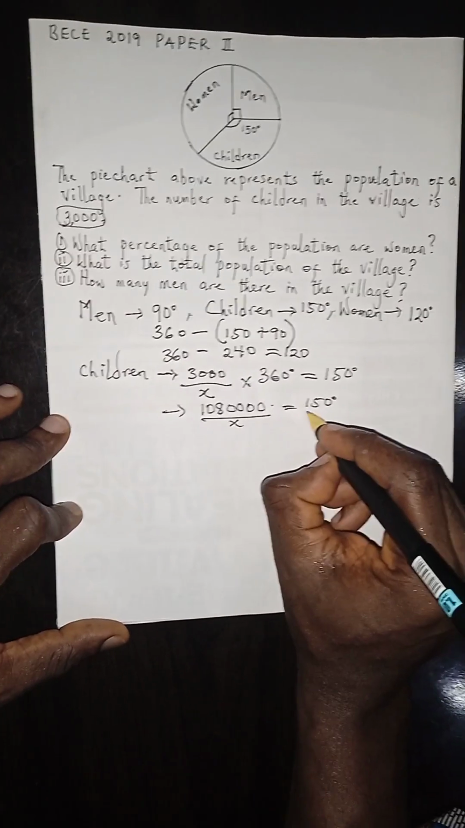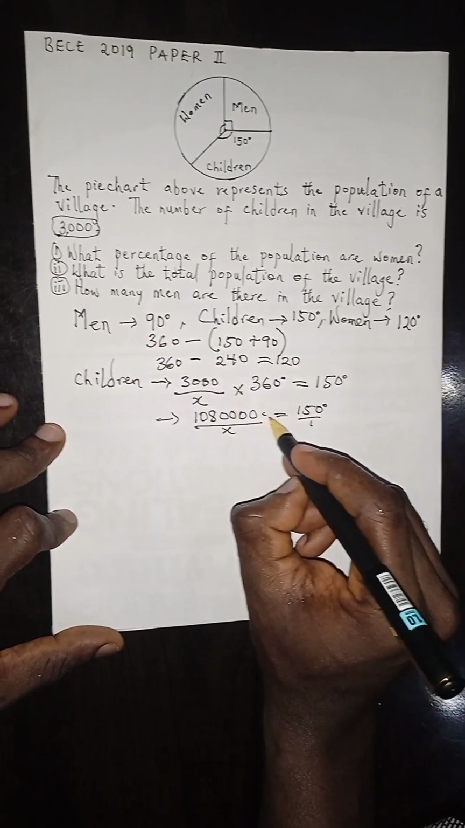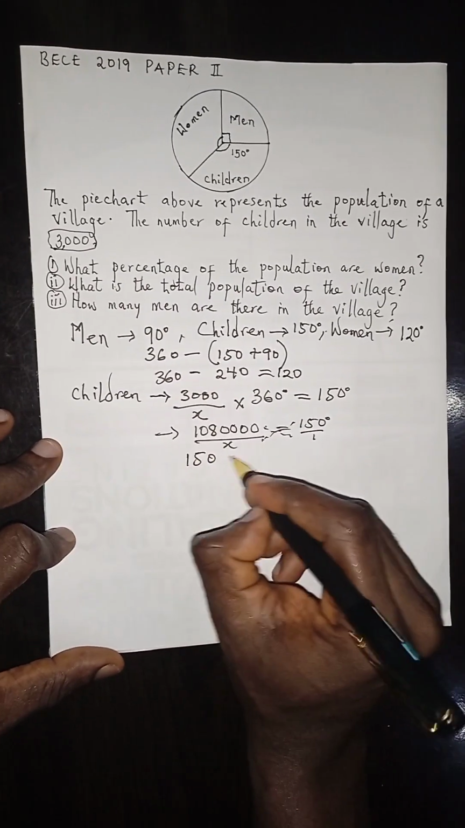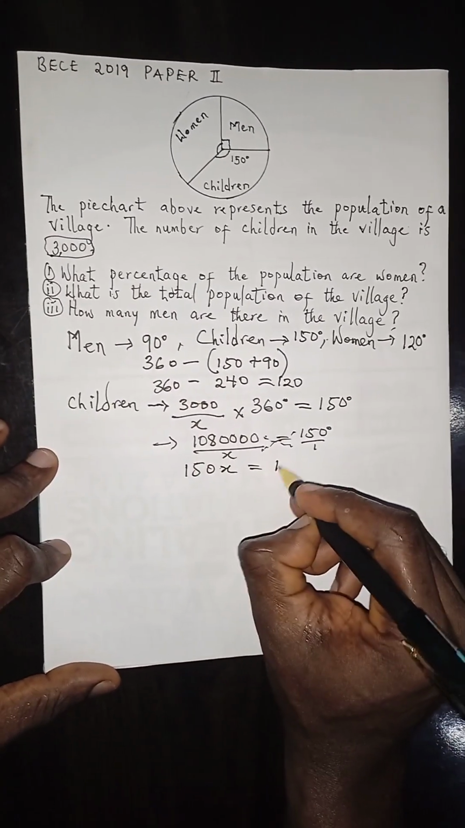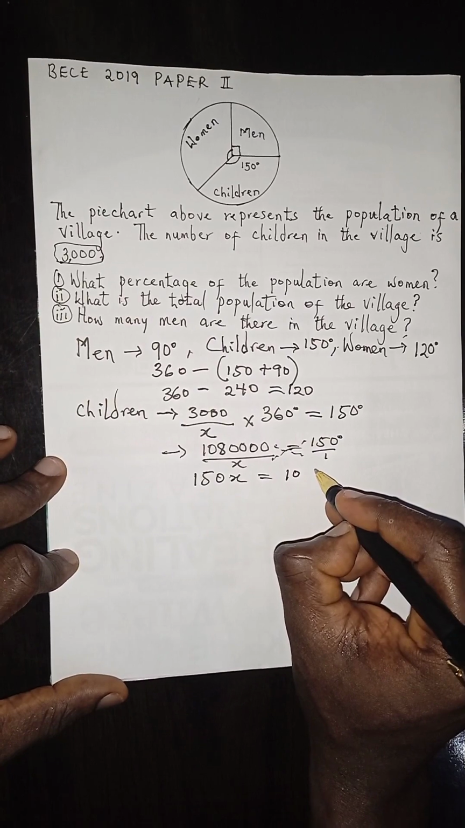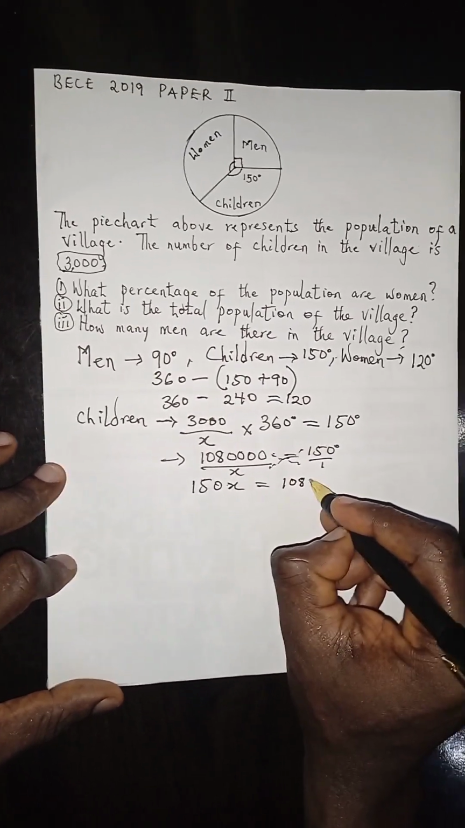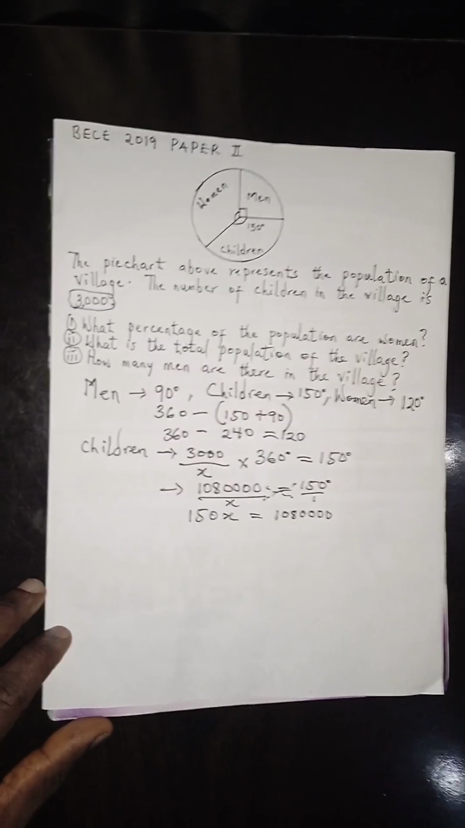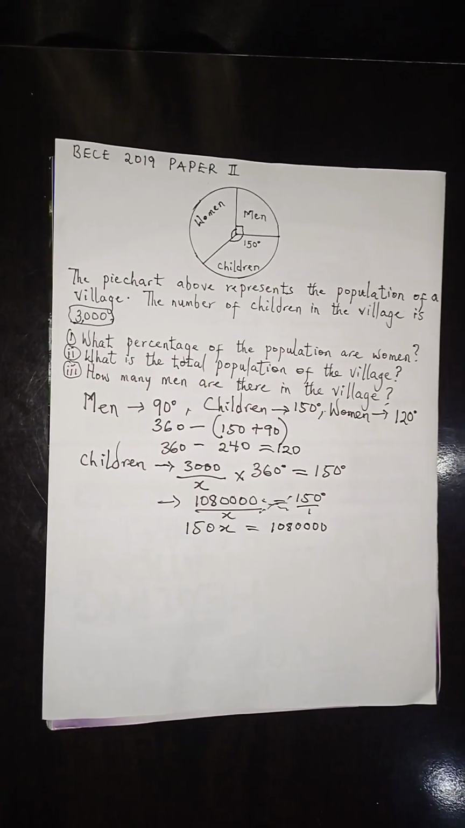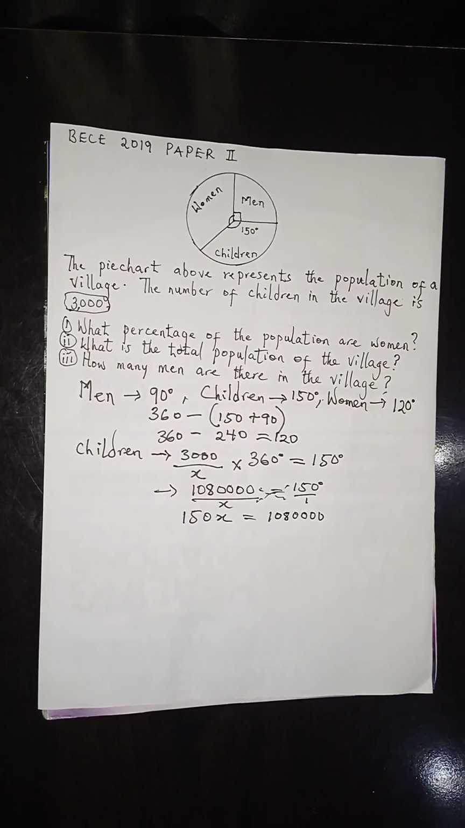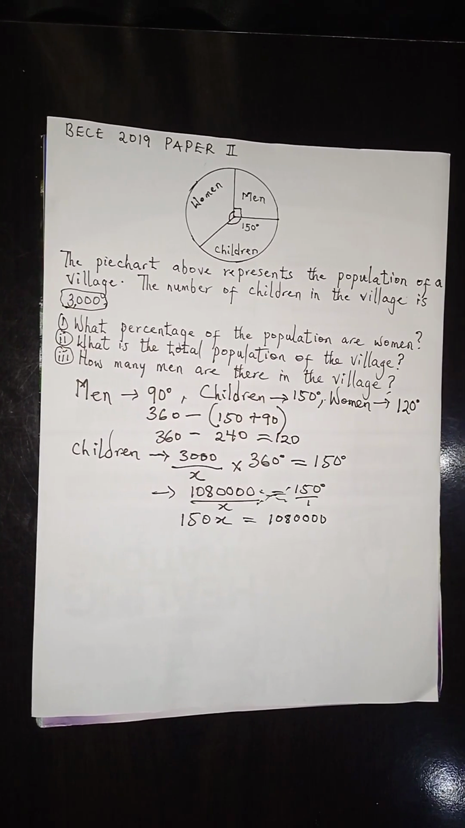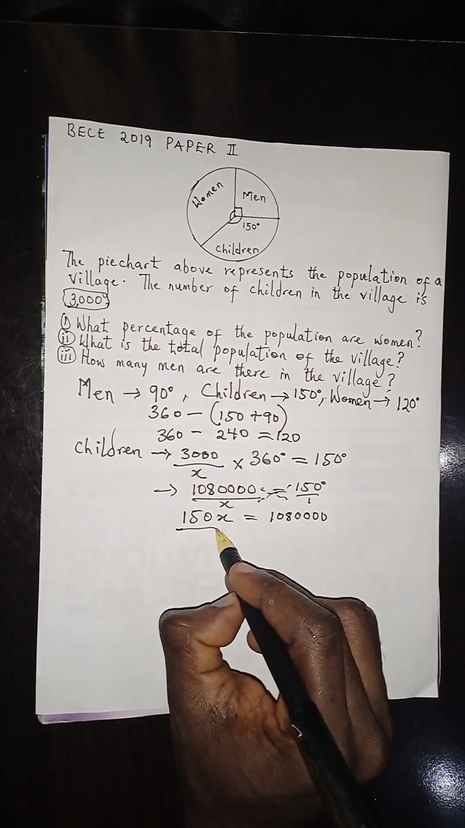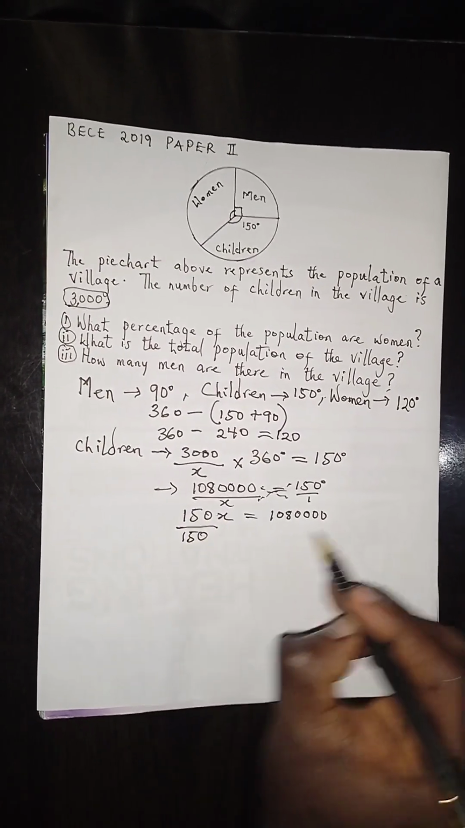So the next step I would have to take is to do what? Cross multiply. When I cross multiply, I'm going to get 150x equal to 1,080,000. Yes. So that's it. Then the next thing we will do is to divide. I'm going to divide through by 150.